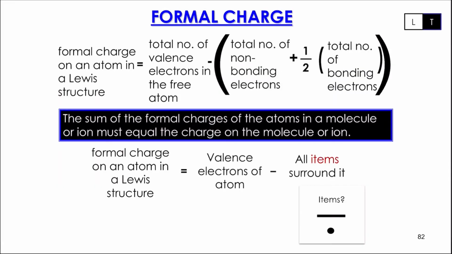Next, if I want to calculate based on my second formula, this is much easier. I'm going to show you based on this one: valence electrons minus all items around it. As I mentioned before, this one should be considered as one item. This one should be considered as one item as well. So kita kena lihat satu persatu macam mana kita nak calculate for that part.